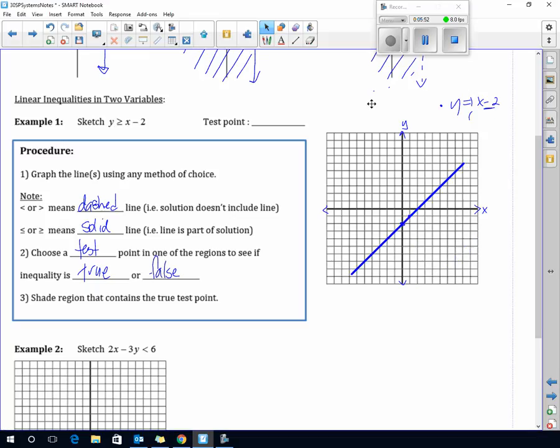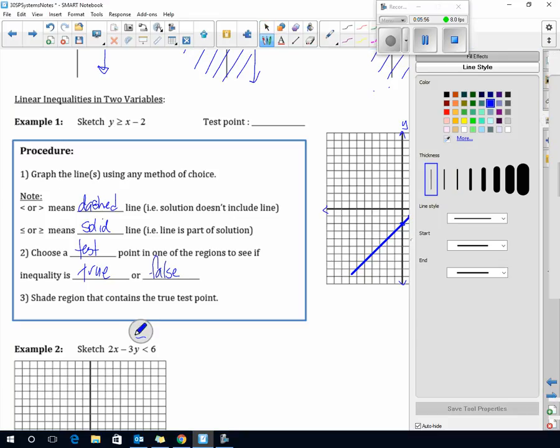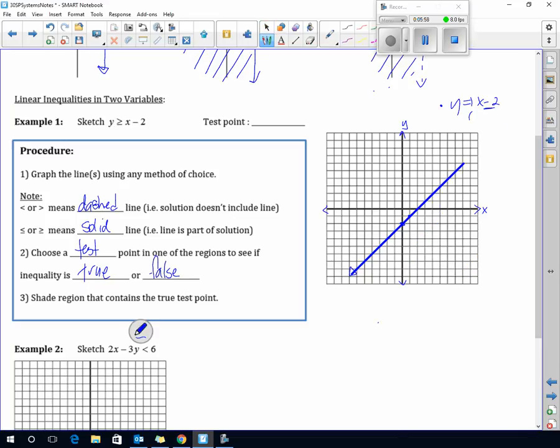Now we have to figure out, are we going to shade on the left or the right? So I always test the point 0, 0 because that's probably the easiest thing to sub in, because when you have zeros, they just wipe away. But you cannot use a test point that's on the line. It has to be either on one side or the other. So does everybody see my test point of 0, 0?